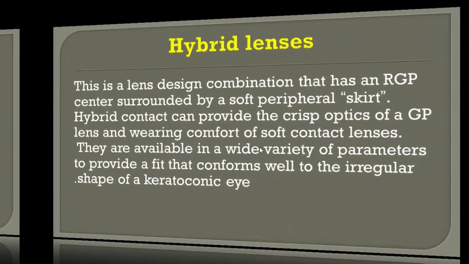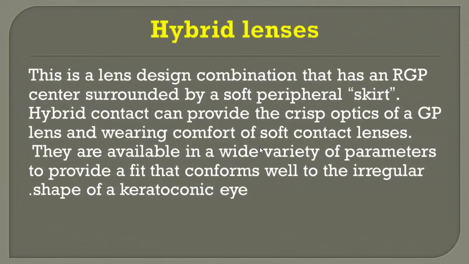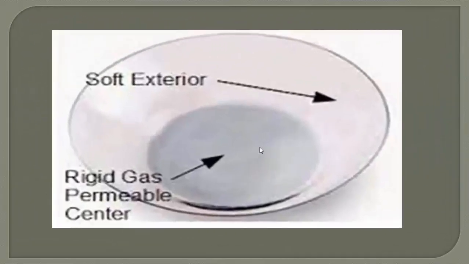So another advancement in manufacturing of these lenses is called the hybrid lens, or what's called mixed lenses. These mixed contact lenses include a combination that has an RGP center surrounded by a soft peripheral skirt. So we can use the effect of the RGP lens in the center in the optical zone, while peripherally there is a soft component which can be tolerated by the patient. As in this photo, we can notice that the periphery is soft while the center is hard.